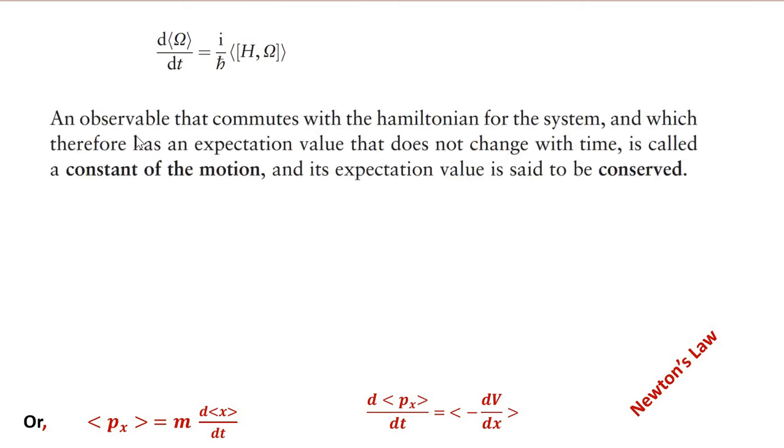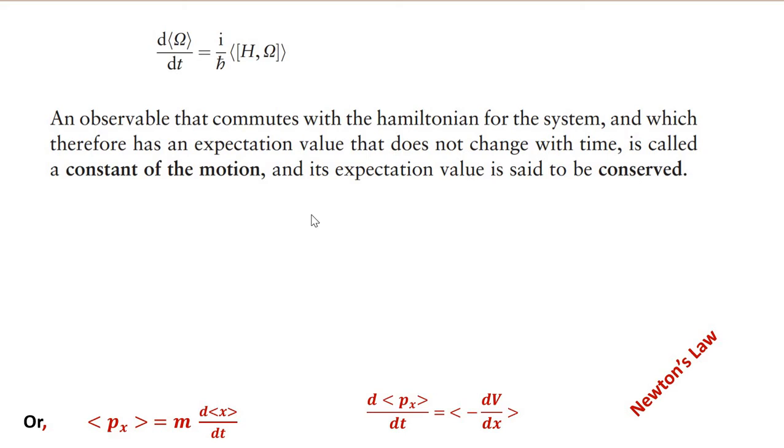So that is again mentioned. Now you see, an observable that commutes with the Hamiltonian for the system, and which therefore has an expectation value that does not change with time, is called a constant of the motion, and its expectation value is said to be conserved.